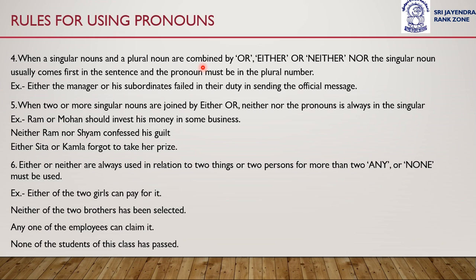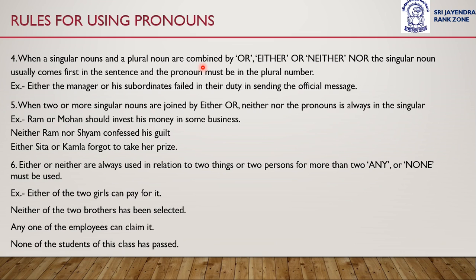Another example is neither of the two brothers has been selected. So we have used neither because here as well we are talking about only two persons. Any one of the employees can claim it. Here we have used any because more than two persons are involved over here. Another example is none of the students of this class has passed. So none is used because the number of students is more than 2.